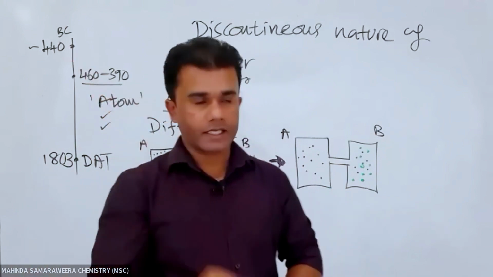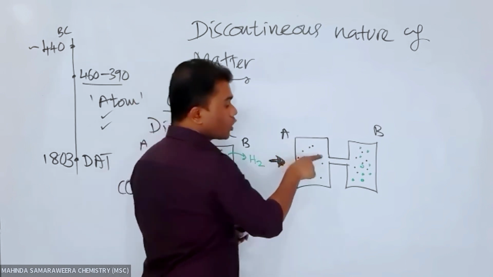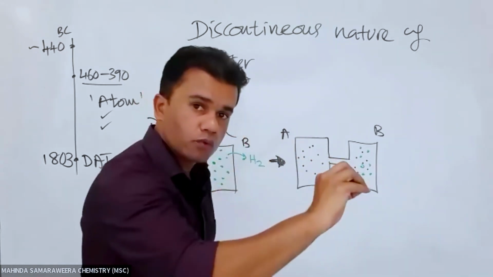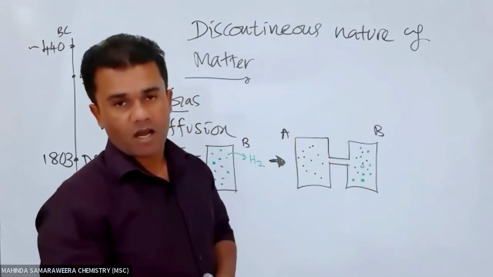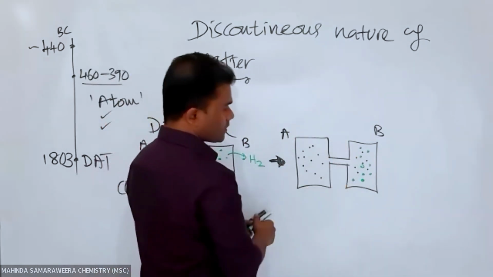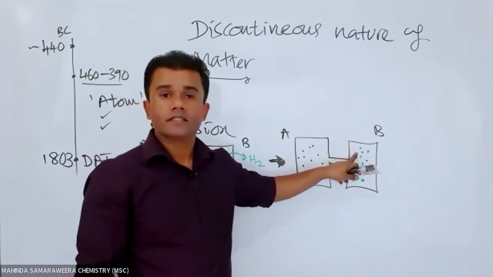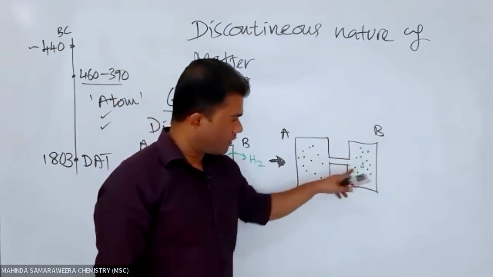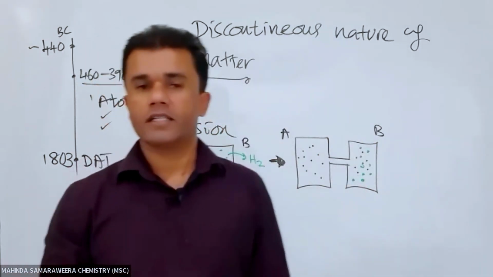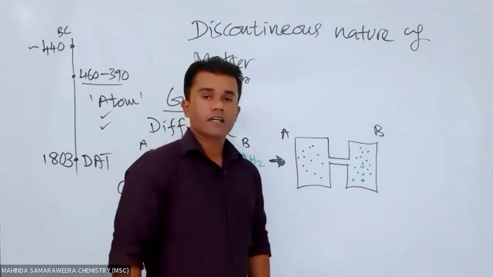In that particular case, mainly the particles of one gas will go through the empty spaces available in the other gas's particles. So it's very clear evidence to show that hydrogen gas is discontinuous. Only if you have empty spaces between hydrogen gas particles can these carbon dioxide gas particles move. Then we can say hydrogen gas is discontinuous.